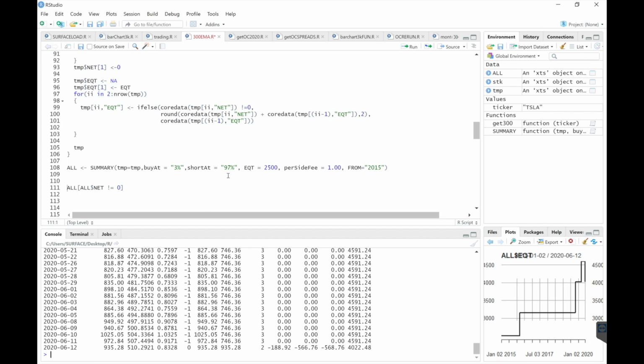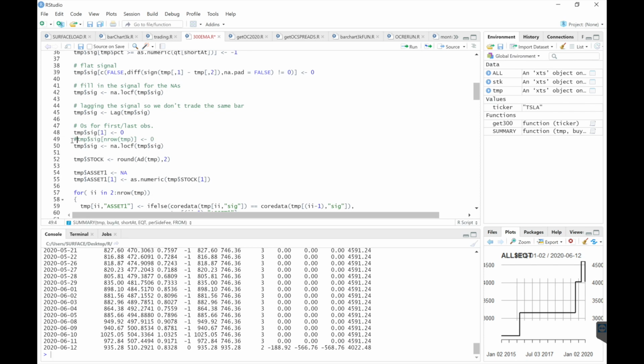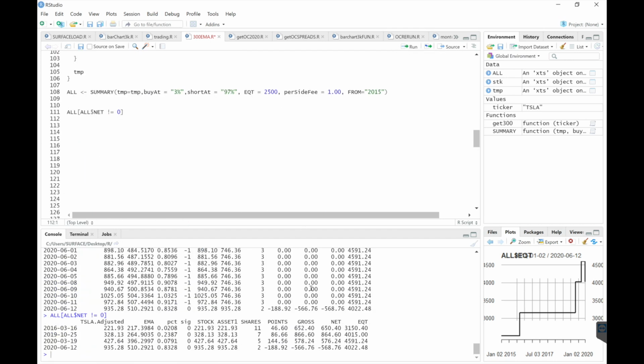Okay, so I believe I set the last observation to 0. Yeah, so we'll clear that out because it's currently saying that we're short, but we're short since its stock price was at 746 and currently it's trading at 935. So if we were to exit out that position, it would have lost 568.76, and we're trading only 3 shares. So we'll take a look at our P&Ls. All right, so our P&L is a little bit higher, but currently, since it's trading so high, who knows how long it'll be until it crosses the 300 EMA.